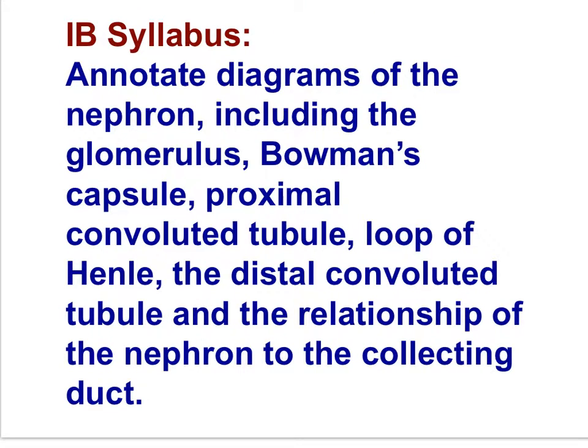Here's an IB syllabus statement that I presented in Part 7, Kidney Osmoregulation B. I will open this movie by providing you the opportunity to review this material. Annotate diagrams of the nephron, including the glomerulus, Bowman's capsule, proximal convoluted tubule, loop of Henle, the distal convoluted tubule, and the relationship of the nephron to the collecting duct.